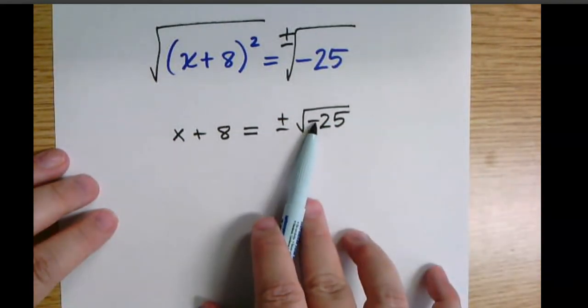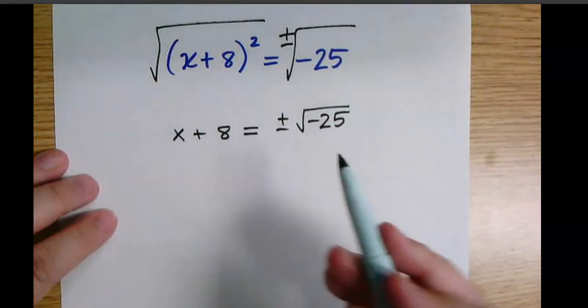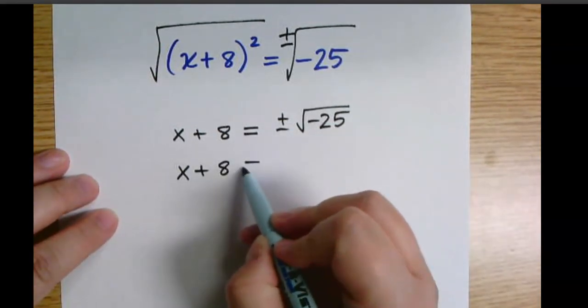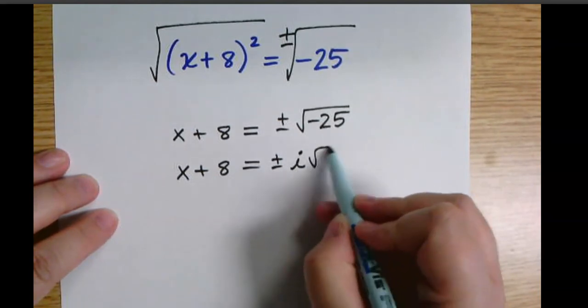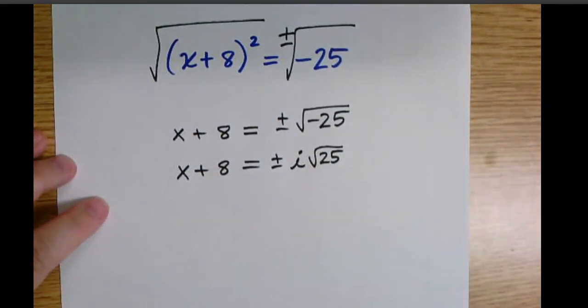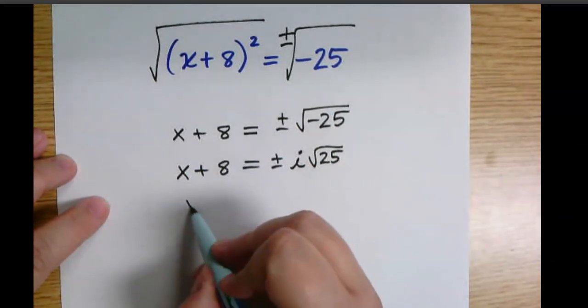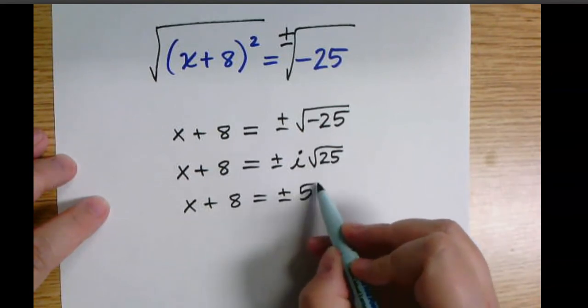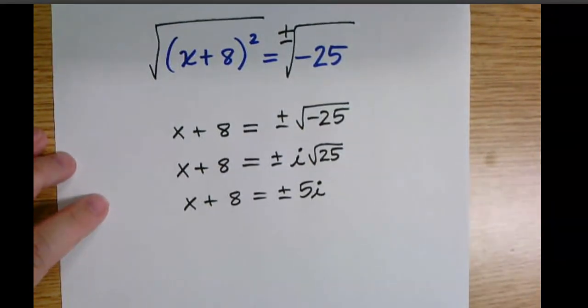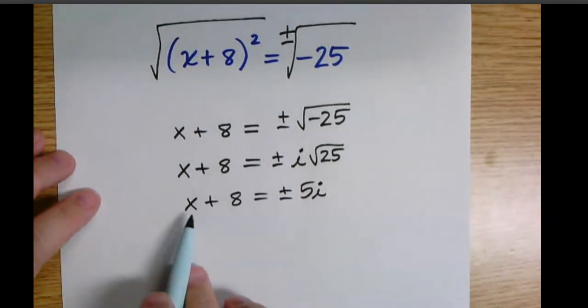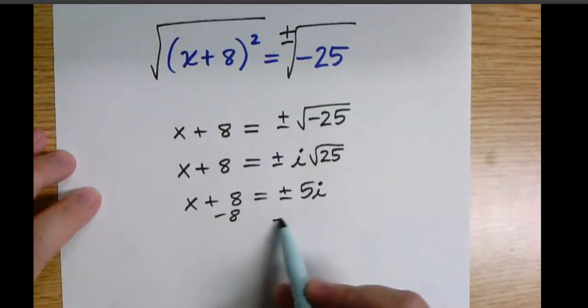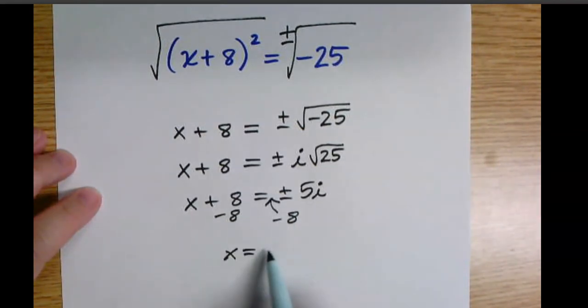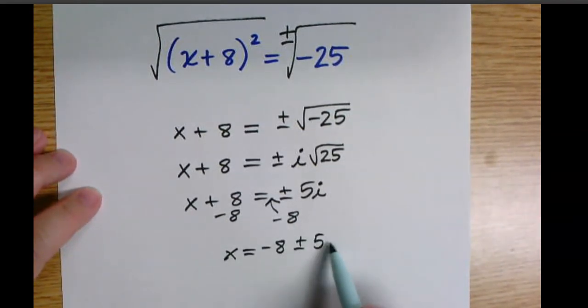Remember that a negative under the radical comes out as an i. So if we're thinking just one step at a time, this is what I have. But square root of 25 is also a perfect square, and so that becomes 5. We usually write that in front of the i. So this is what I have. And everything's done except for one last thing, which is, don't forget, x is not alone. So subtract 8 from both sides. And I'm going to put it in front. I'm going to stick it up in there and say x equals negative 8 plus or minus 5i.